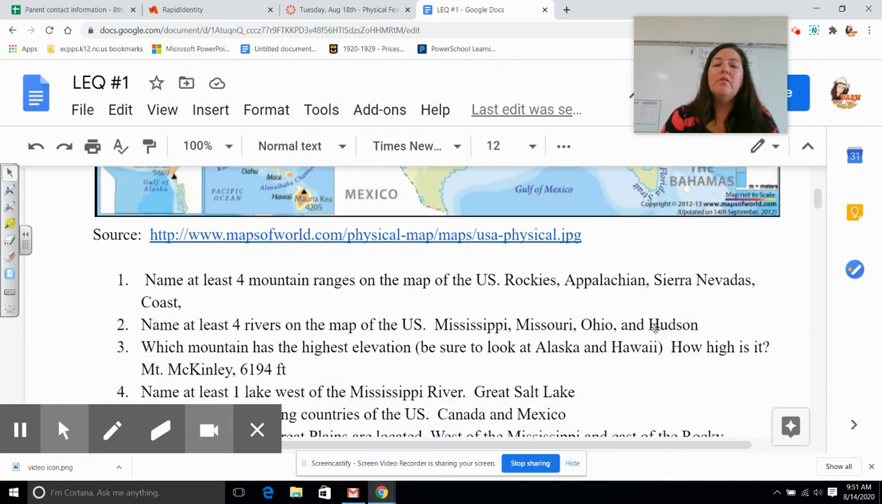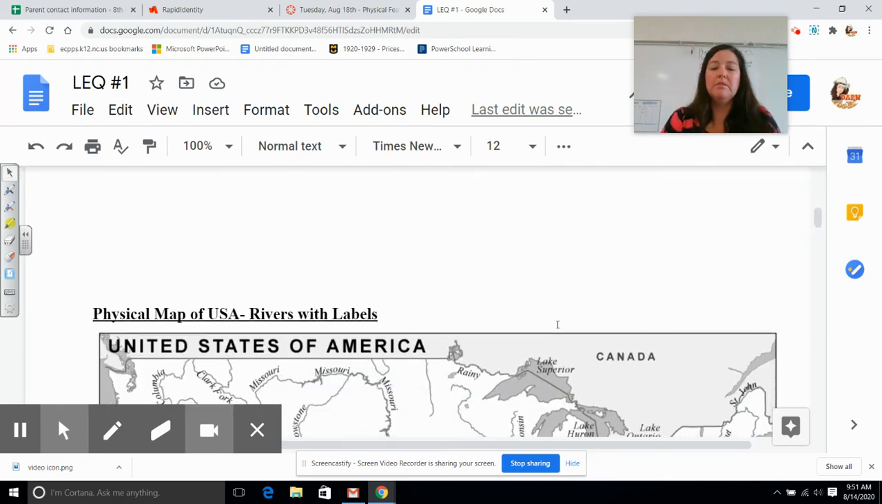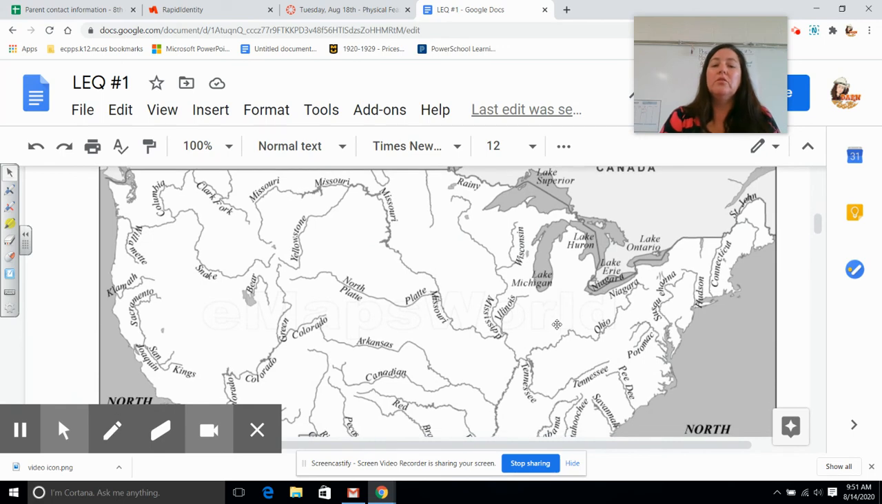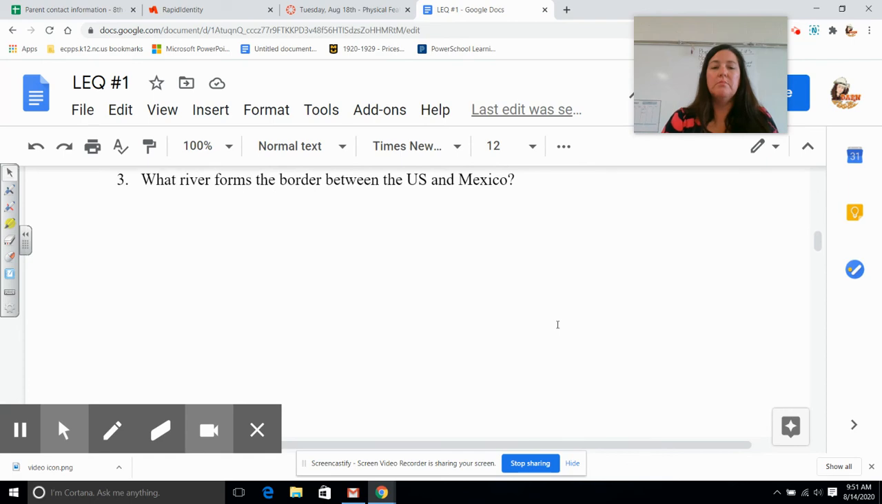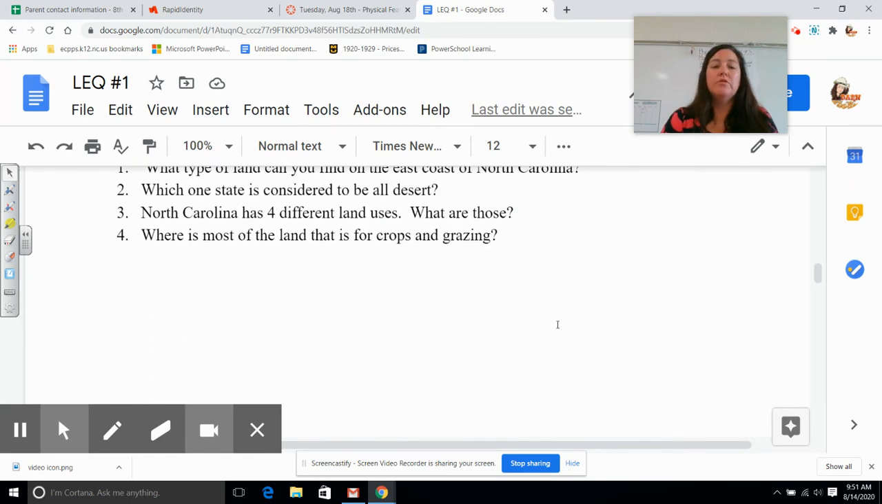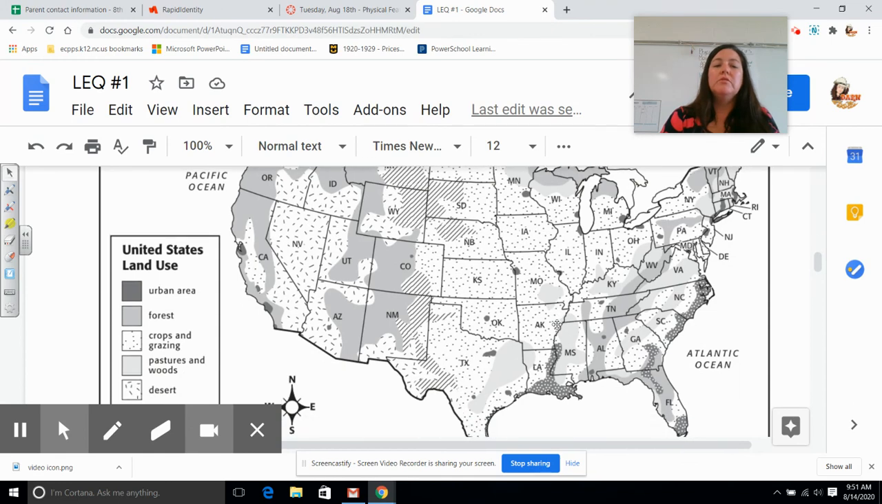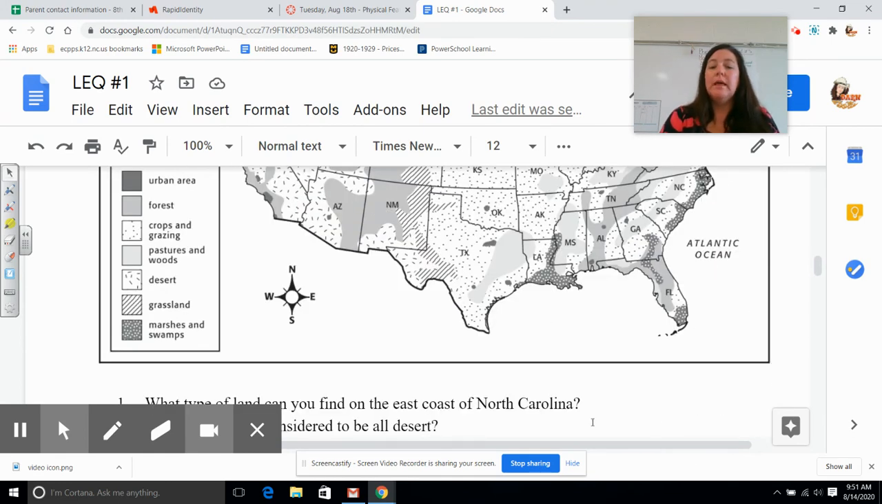Okay, now that we did the first map together, you all are going to have to do the rest of the maps. Make sure that you actually look at the maps and ask yourself, what's on this map? Some of them have a few questions, some of them have only one or two questions, but it does show you different aspects of the United States. Okay, if you have any questions, let me know.